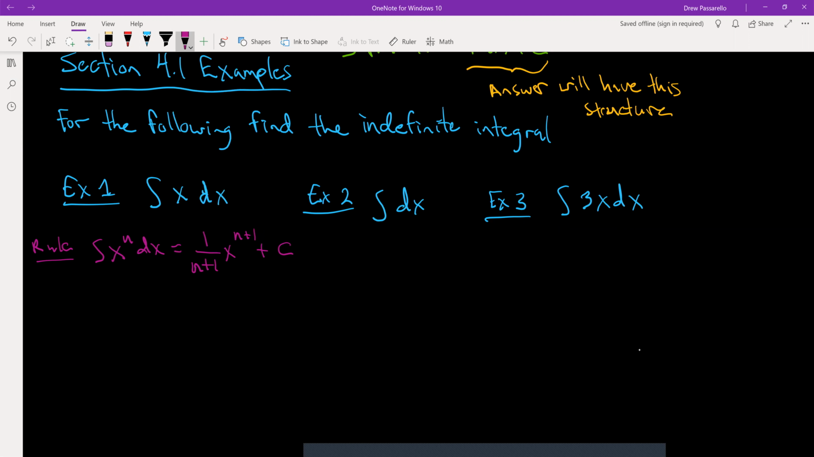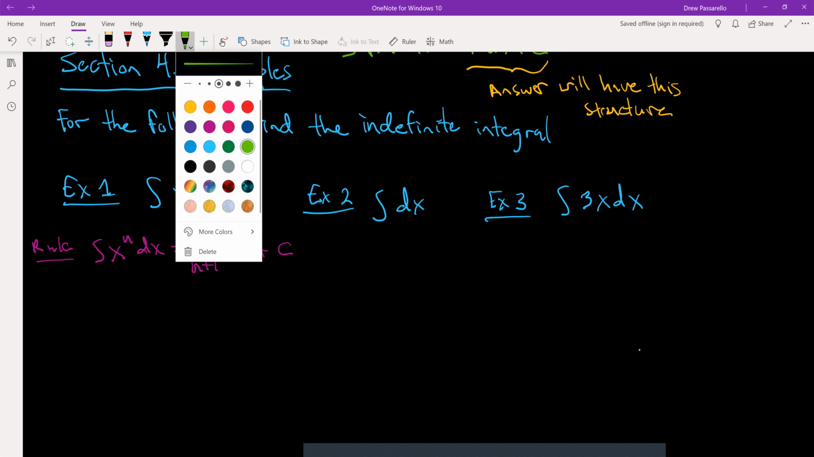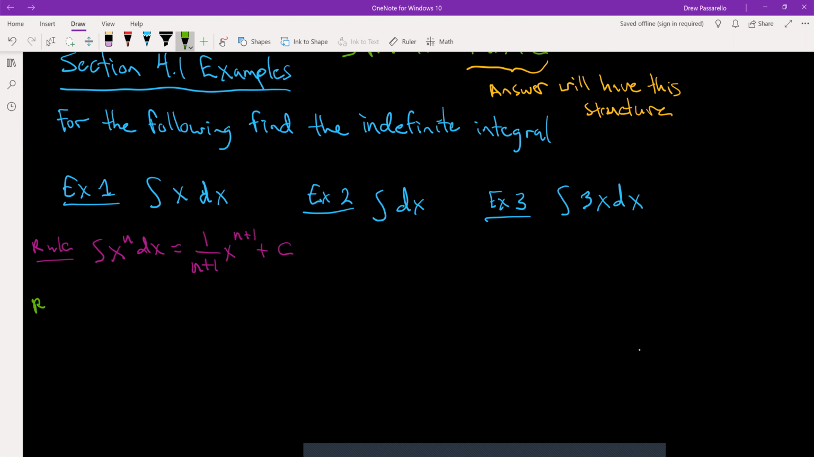So for the derivative, it's different. Recall when we took the derivative of x to the n, we dropped down the exponent and then subtracted 1 from it. So it's n times x to the n minus 1. So don't confuse those two. When we're doing the antiderivative or integrating, we're adding 1 to the exponent, and then whatever that result is, you divide by it too.